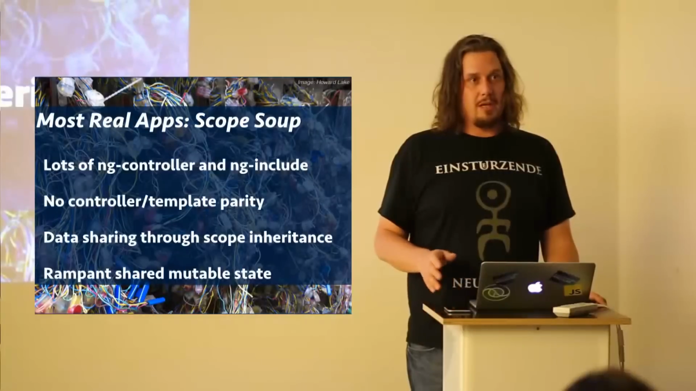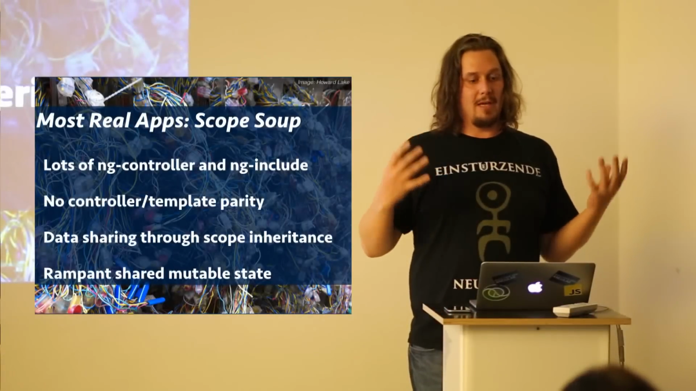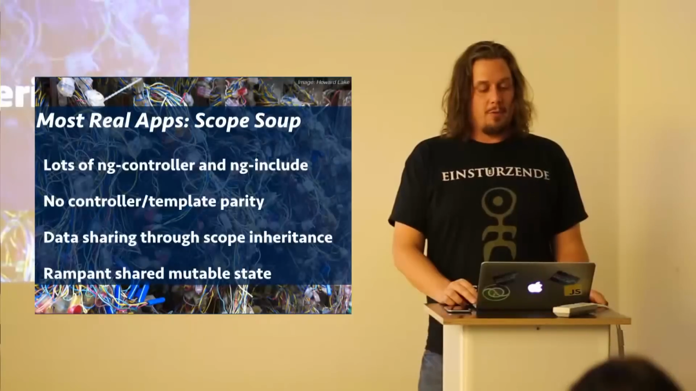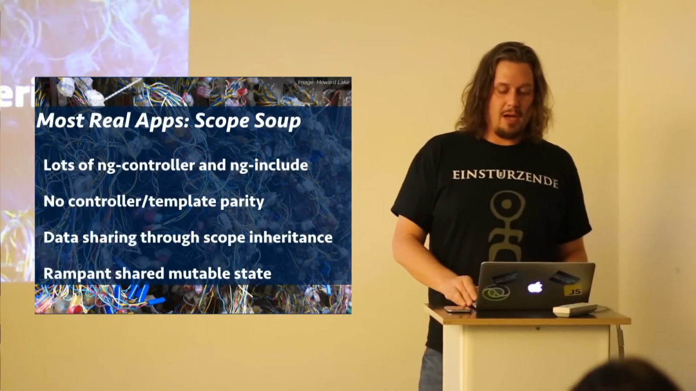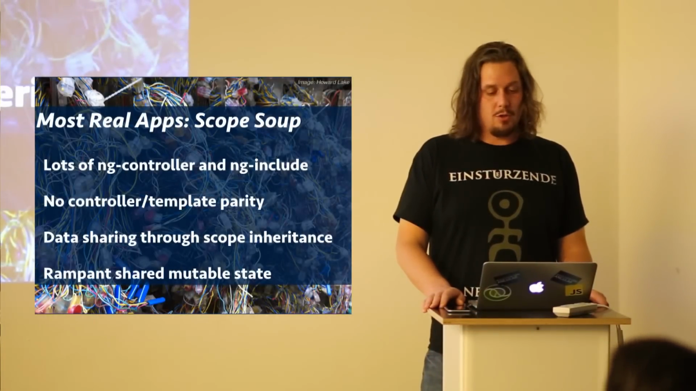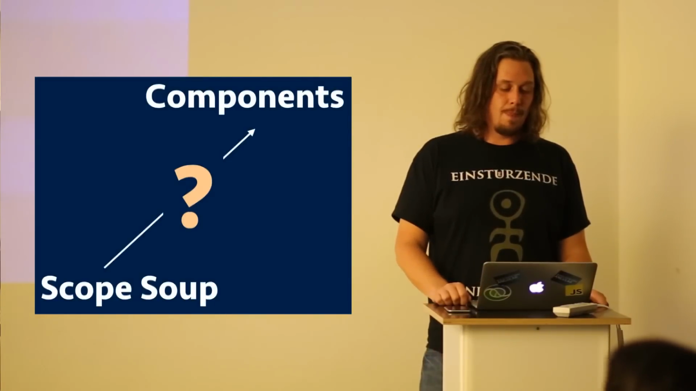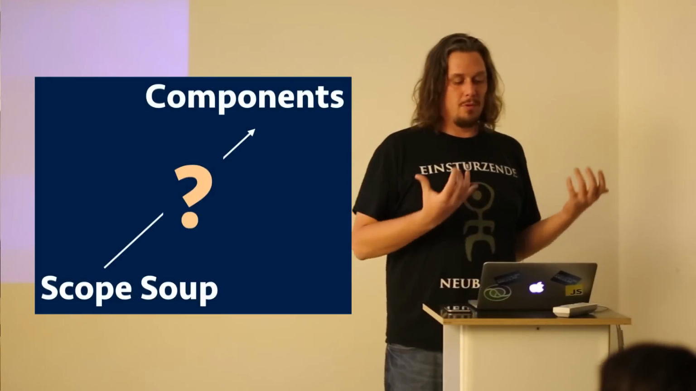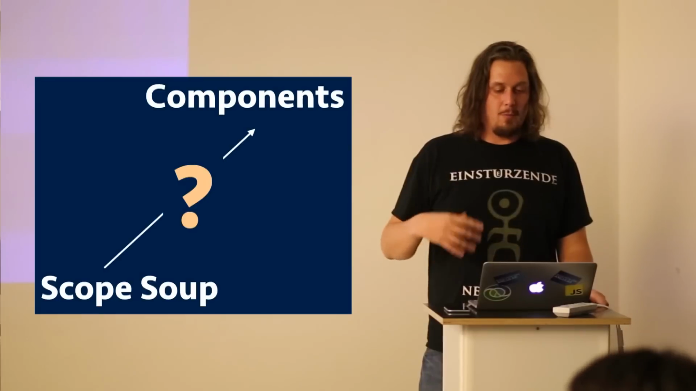So what I've been doing in the past few months is essentially changing an application that was heavily scope soup into components. And from that work, I've collected this kind of refactorings that I think apply to many applications out there, and that's what I want to spend the rest of my time today talking about. So we have this problem where we have a scope soup application, and we want a component application. So how do we go from one to the next?